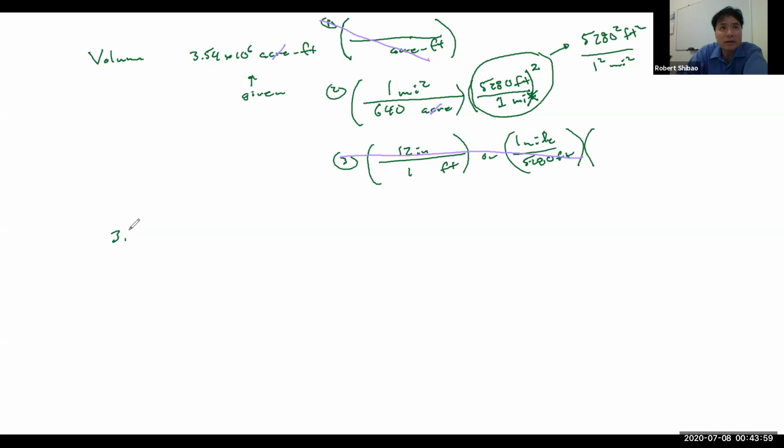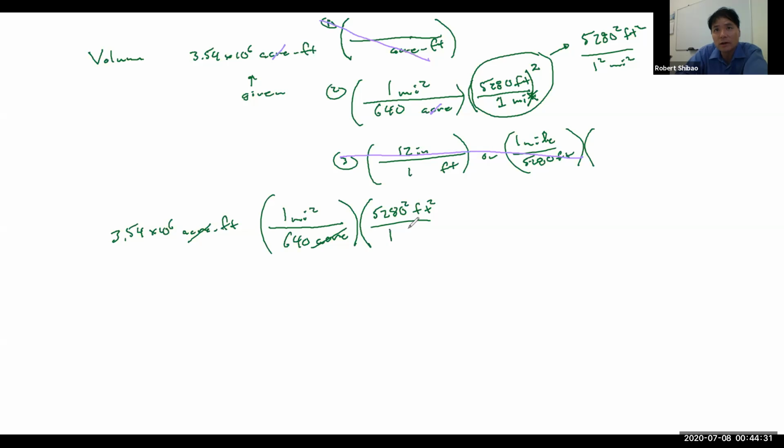And so let's write this all over again. 3.54 times 10 to the 6 acre feet. And then we got rid of the acres in the first conversion and converted that to miles squared. 640 acres. So the acres canceled. So we got miles squared times feet. Now we're going to get rid of the miles squared. And so there's 5,280 squared feet squared per 1 squared miles squared. And so now the miles squared cancels, and that leaves me with foot squared.